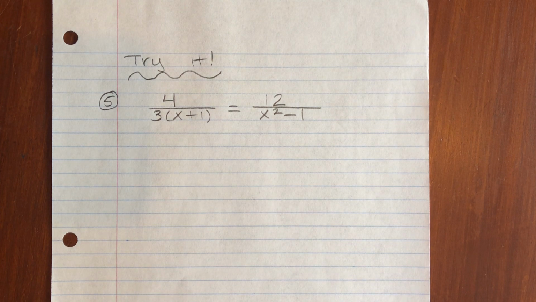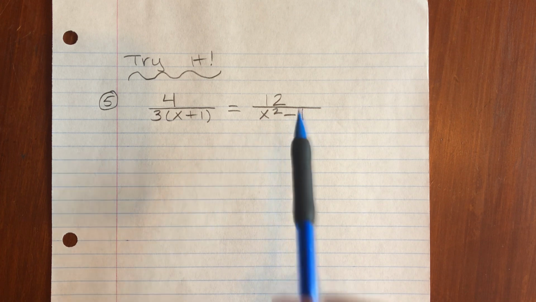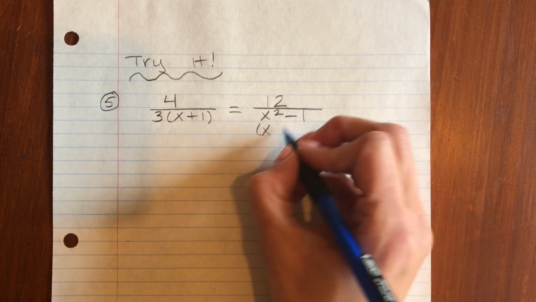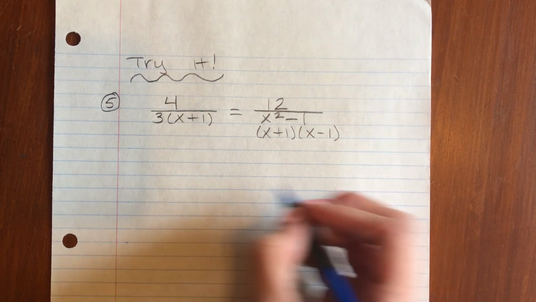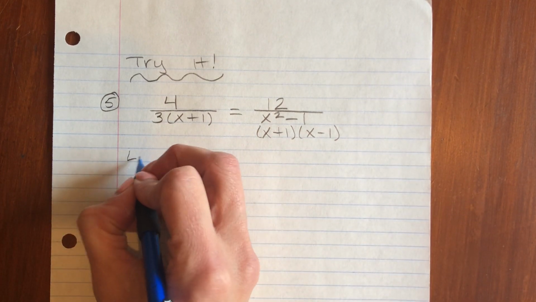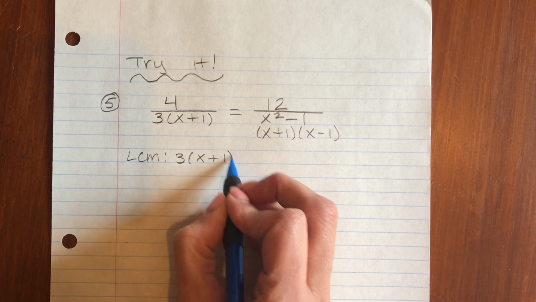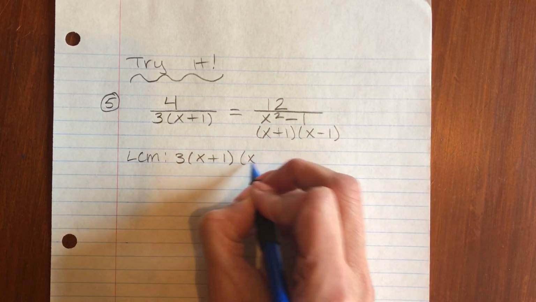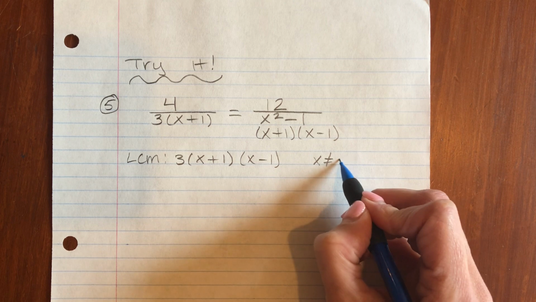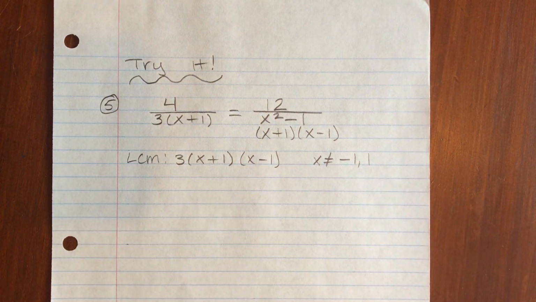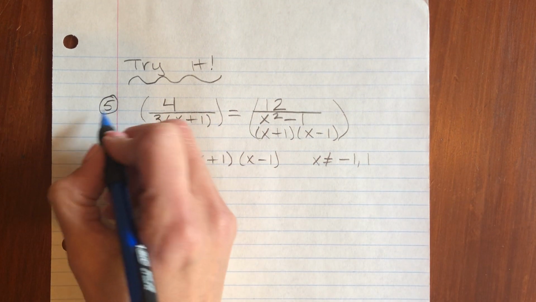Okay, so this one, I do need to factor this right here. X squared minus 1. That is a difference of squares. So that factors to x plus 1 times x minus 1. Now I'm going to use all the denominators to find my LCM. So it's going to be 3 times x plus 1, repeat, x minus 1. So that's my LCM. Restrictions: x cannot be negative 1 or 1. Take the LCM and multiply both sides by the LCM.